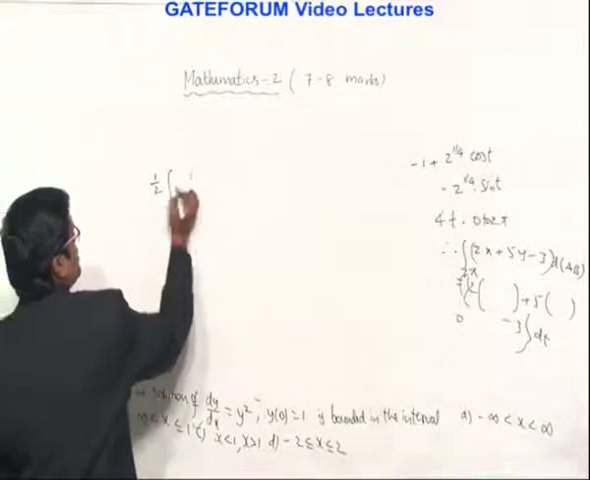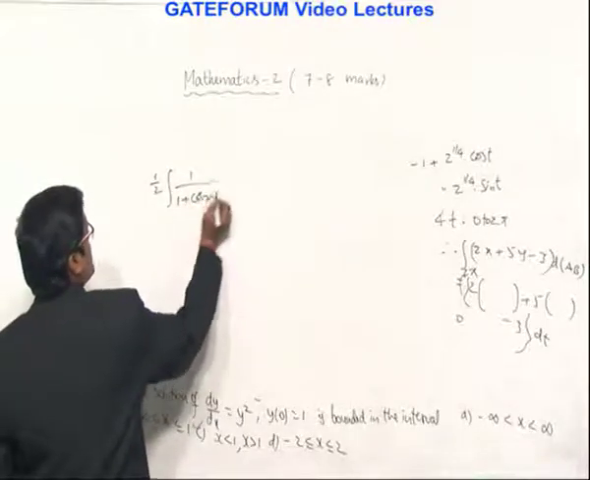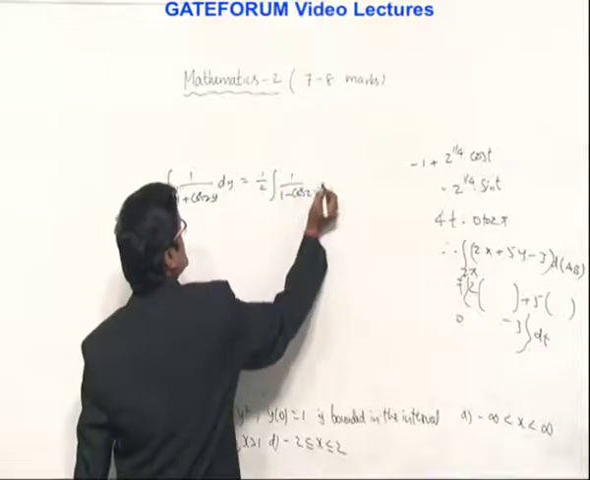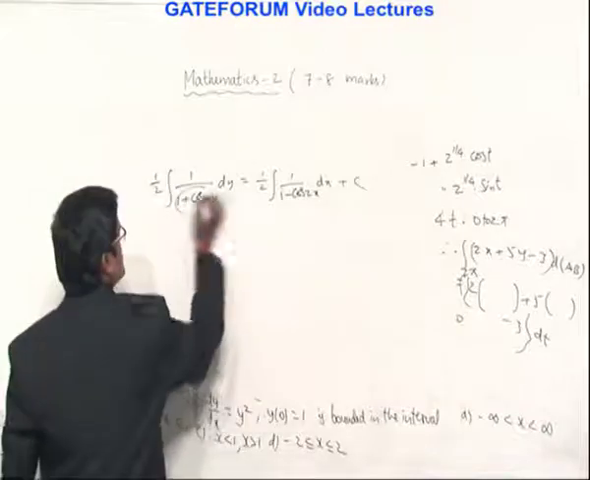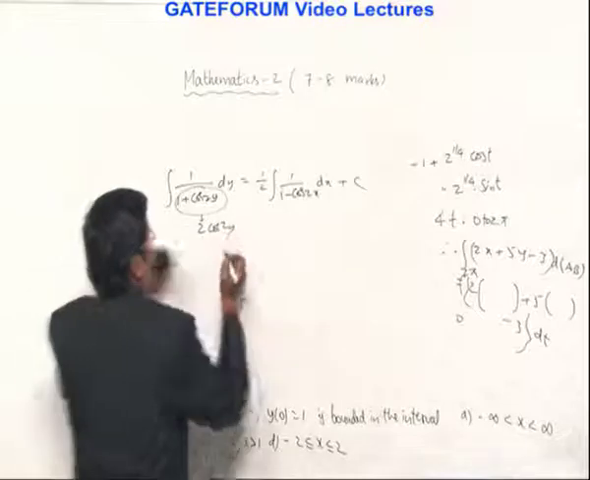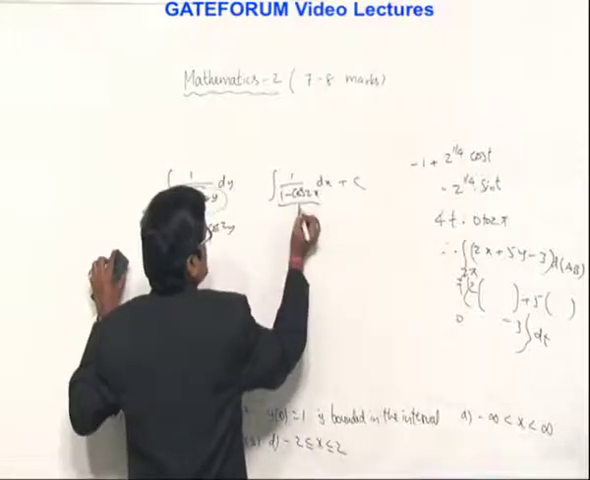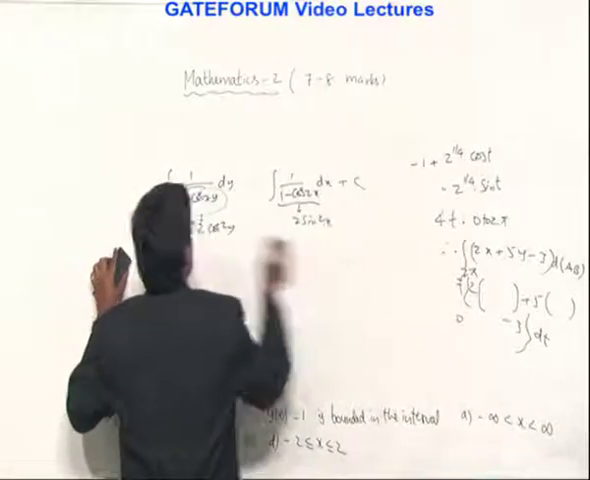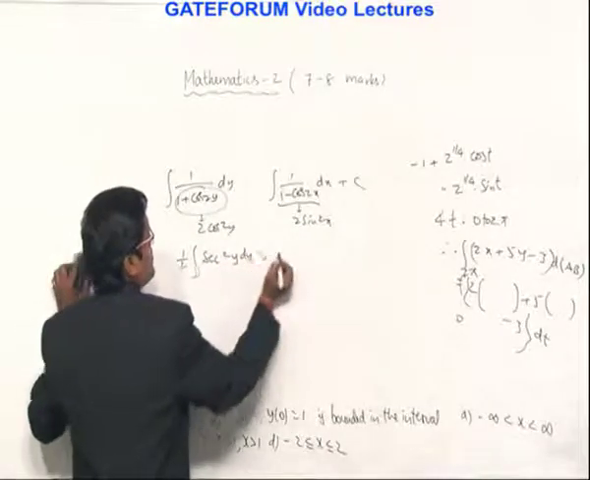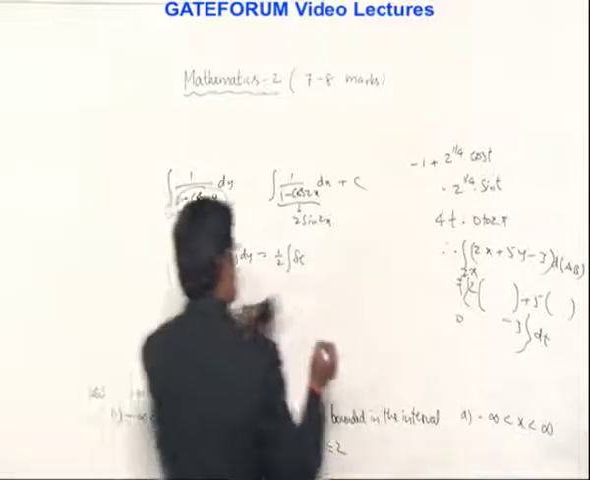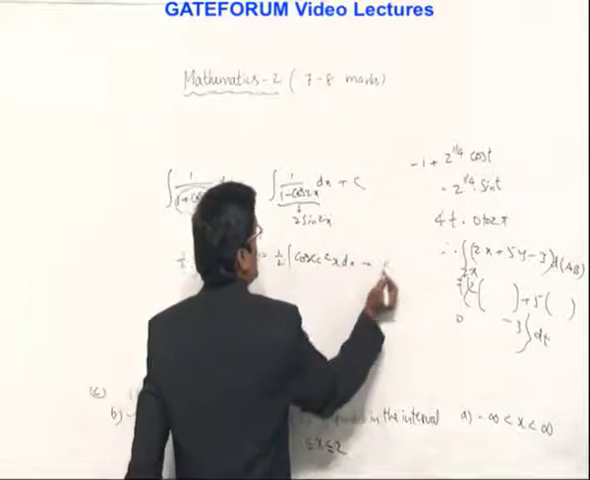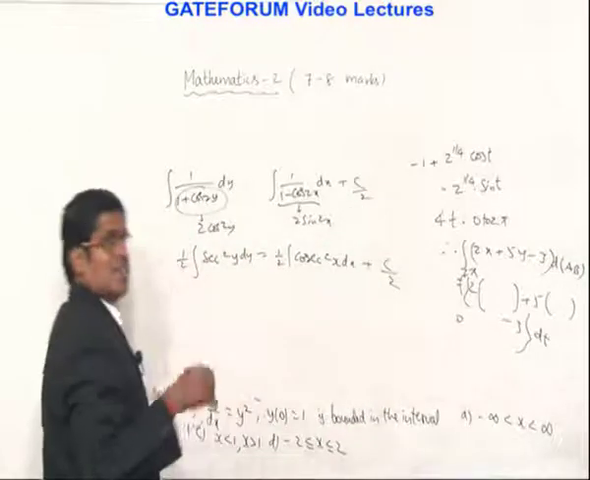First, take out 1 by 2: 1 by 2 into (1 plus cos 2y) dy. Right side, 1 by 2 into (1 minus cos 2x) dx. First I have taken c, because what is 1 plus cos 2y? It is 2 cos square y. And what is 1 minus cos 2x? It is 2 sin square x. So take out 1 by 2 outside. This is secant square y dy, and this is 1 by 2 into cosecant square x dx. Then I have adjusted: c is replaced by c by 2.